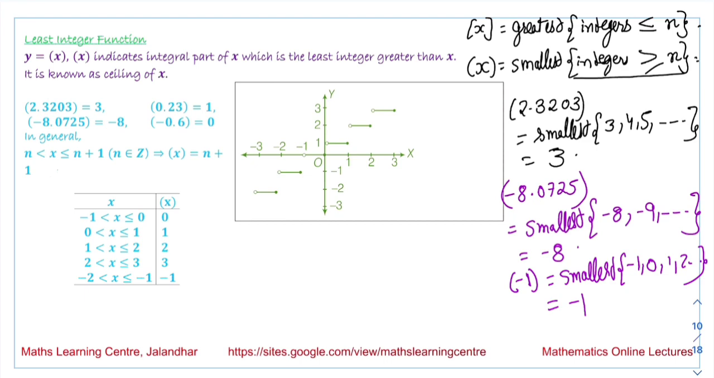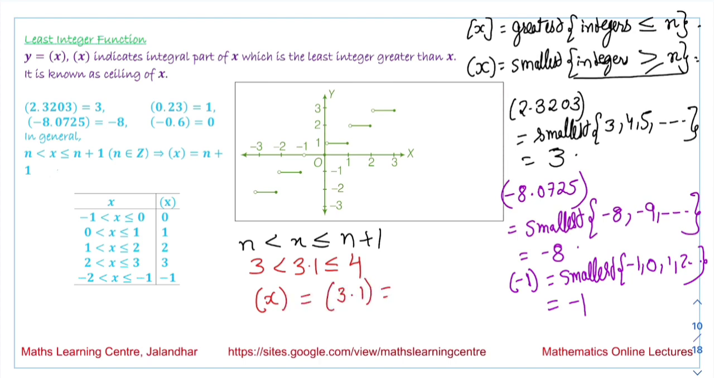Now we are saying if n is less than x is less than or equal to n plus 1, suppose we are talking about any number, say it is 3.1, so we are saying it is greater than 3 and less than or equal to 4. So we are saying the least integer value of x, that is equal to the least integer of 3.1, that is equal to this number 4. This thing is mentioned over here, that for n is less than x is less than or equal to n plus 1, the least integer value we have is equal to n plus 1.